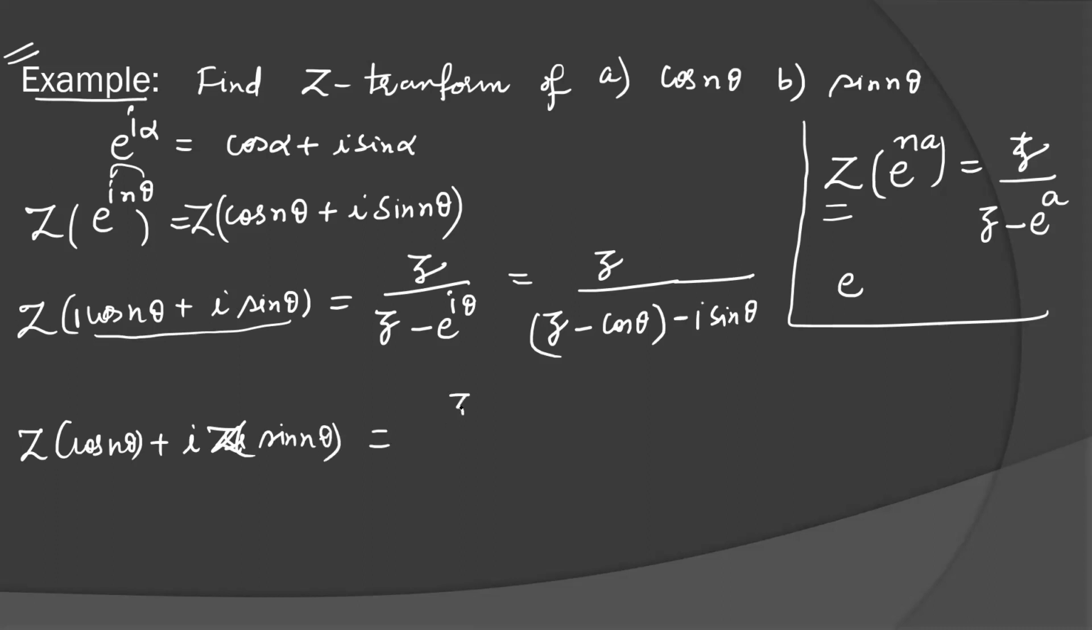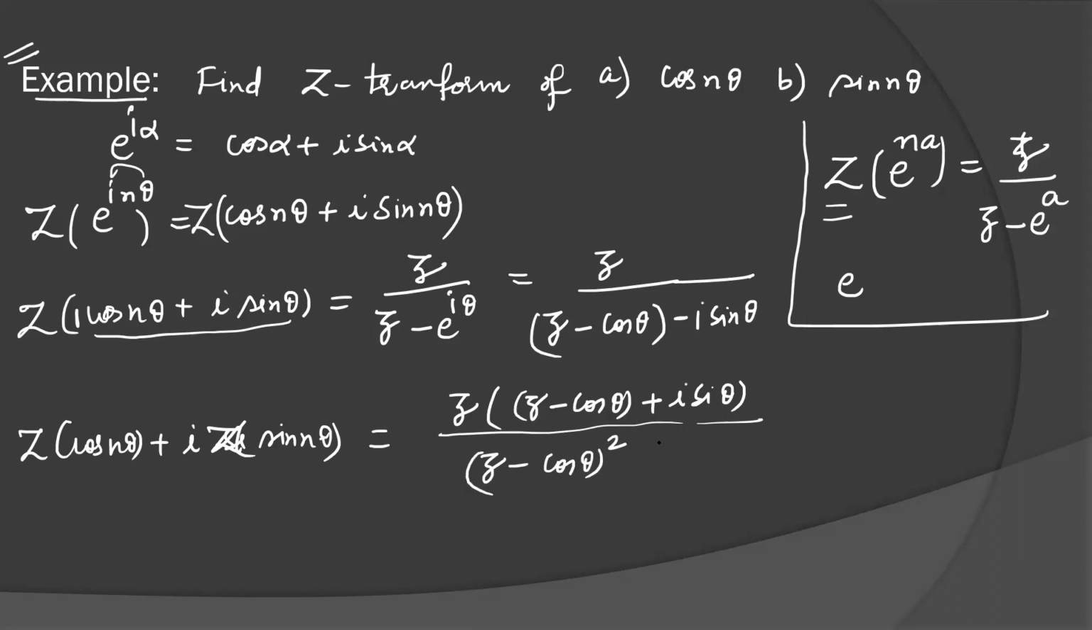If you use the complex conjugate here, then you have to multiply with Z minus cos theta plus i sin theta in the numerator and denominator both. Then the denominator will become Z minus cos theta whole square plus sin square theta, because i square will be minus 1. Always remember, the complex conjugate of e to the power i theta is e to the power minus i theta. You have to just replace i with minus i in the complex conjugate.